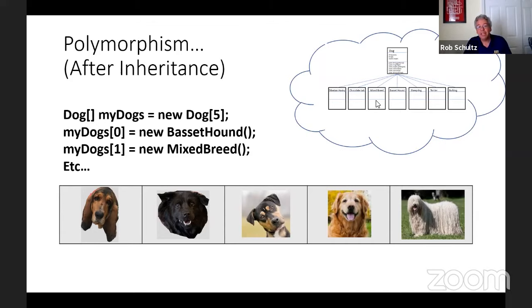A chocolate lab is a dog. A mixed breed is a dog. A basset hound is a dog. So any dog that I've declared as an extension of the dog class can now go into our dog array. So I'm going to jump back out to JGrasp again for a second and give you a little demo, because there's one specific point I want to make as we look at this.